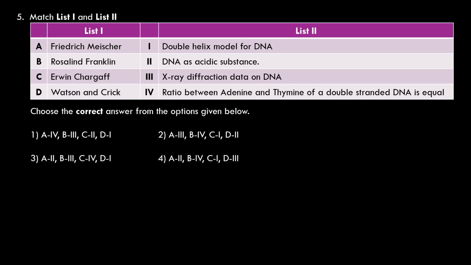Erwin Chargaff described that the ratio between adenine and thymine of double-stranded DNA is equal. Amount of adenine is equal to the amount of thymine in DNA. Amount of guanine is equivalent to amount of cytosine. So we also concluded that amount of purines is equivalent to the amount of pyrimidines. So C4. Watson and Crick gave the double helical model for DNA.